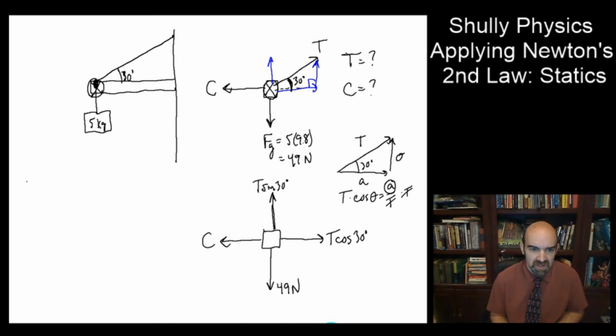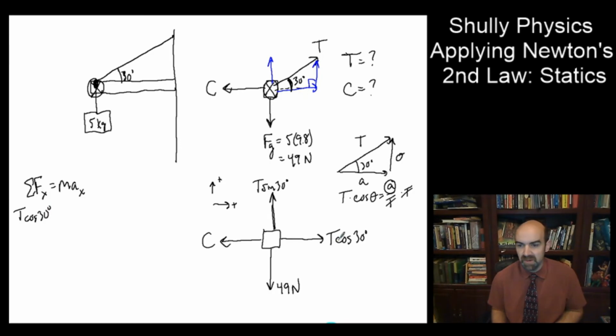Okay, I'm going to start out with the X. Sum of the forces in the X direction equal MA in the X direction. All right, so in the X direction, I'm going to call right is positive and up is positive when we get to the Y. So if right is positive, I got a T cosine of 30 degrees going to the right, and C going to the left. So there's a force called C, the compression force working against that. I'm going to subtract it, same as adding a negative C.